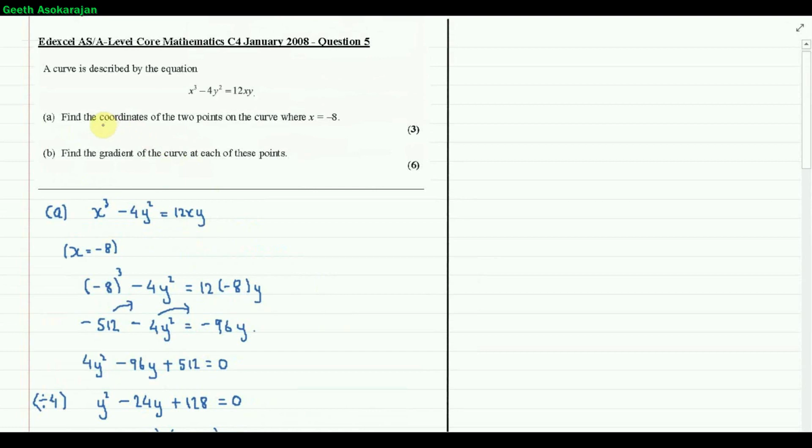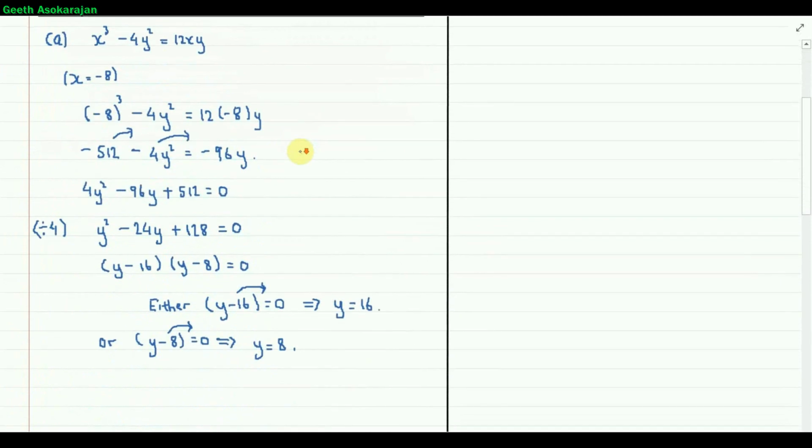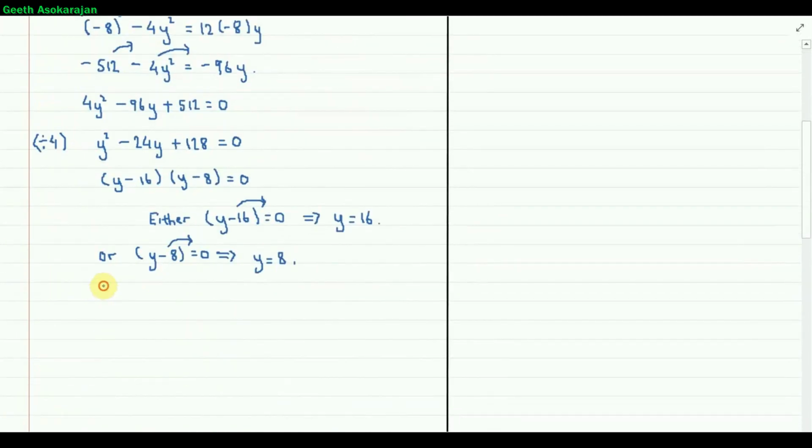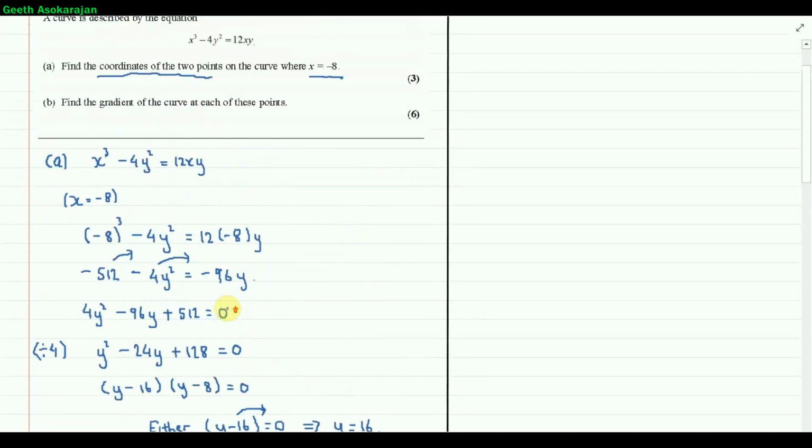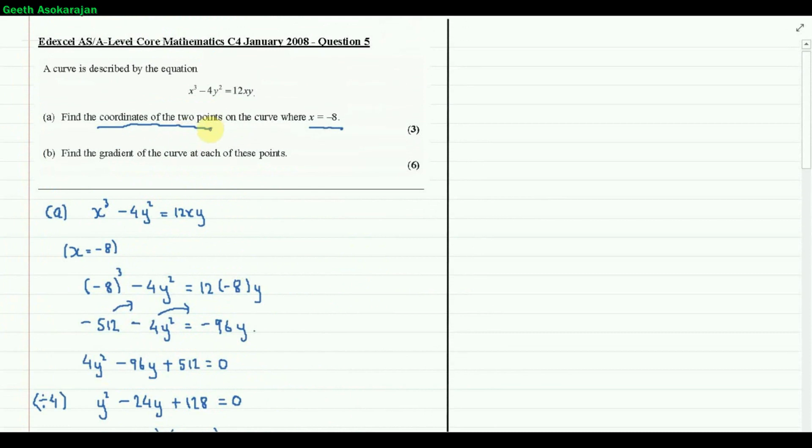Let's summarize. They wanted the coordinates of the 2 points where x equals minus 8. One of the coordinates would be minus 8 for x and 16 for y. The other one will be minus 8 for x and plus 8 for y. So these should be the coordinates of the 2 points concerned. That completes part A of this problem. Now let's move on to part B.